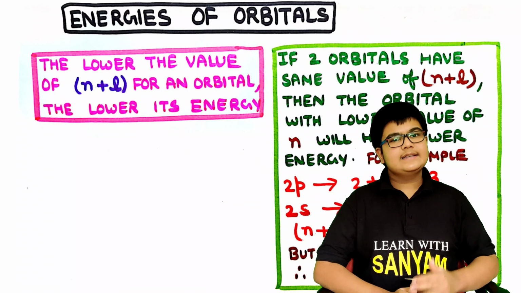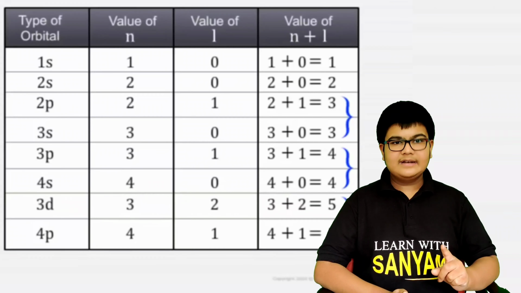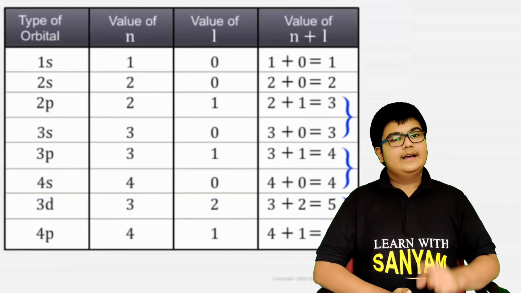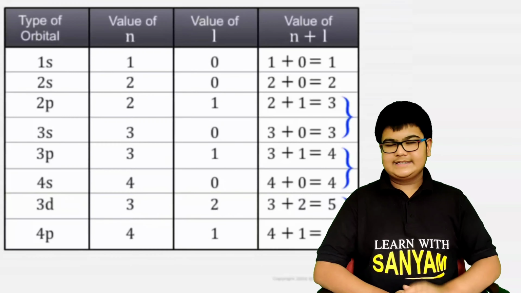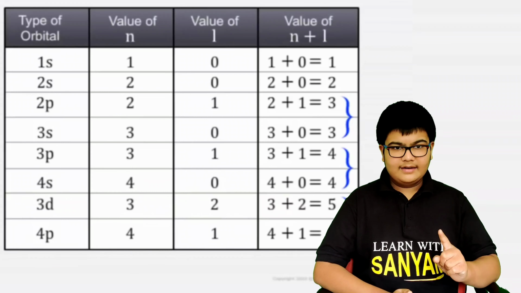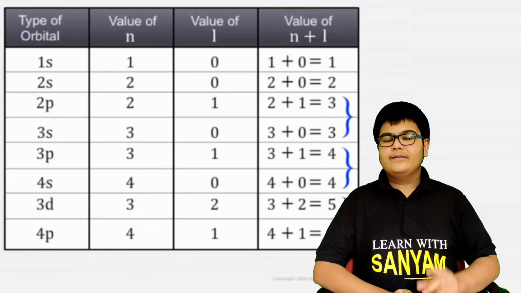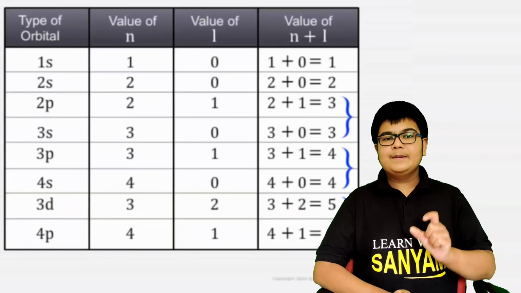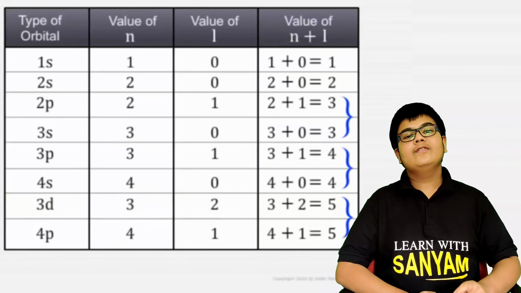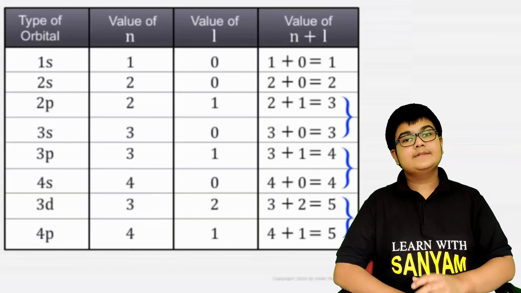Let's understand this by taking an example. Let's take two orbitals, the 1s orbital and the 2s orbital, and find the value of n plus L. For the 1s orbital, the value of n is 1 and the value of L is 0. So n plus L becomes 1 plus 0, that is 1. And for the 2s orbital, the value of n is 2 and the value of L is 0. So n plus L becomes 2.